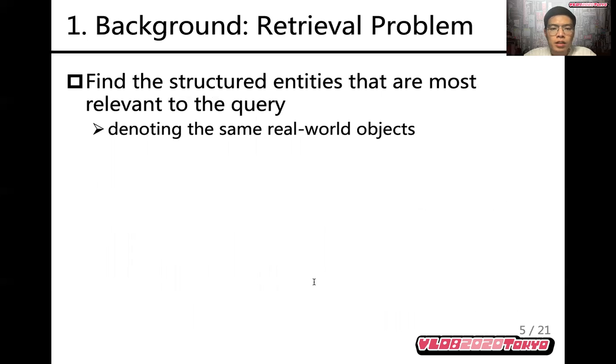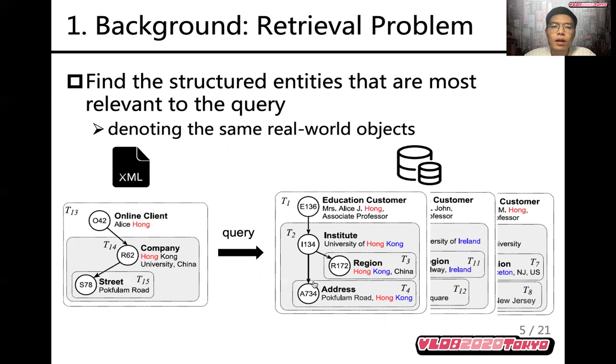In the emerging scenario of data lakes, direct retrieval of structured entities from various source types becomes an important problem. The retrieval problem is to find the structured entities that are most relevant to the query. Consider cooperation with different customer channels. If we have a structured query entity T13 from some XML documents in the online channel, and we want to find the same person Alice from a relational database in the educational channel, then the result entity T1 is expected.